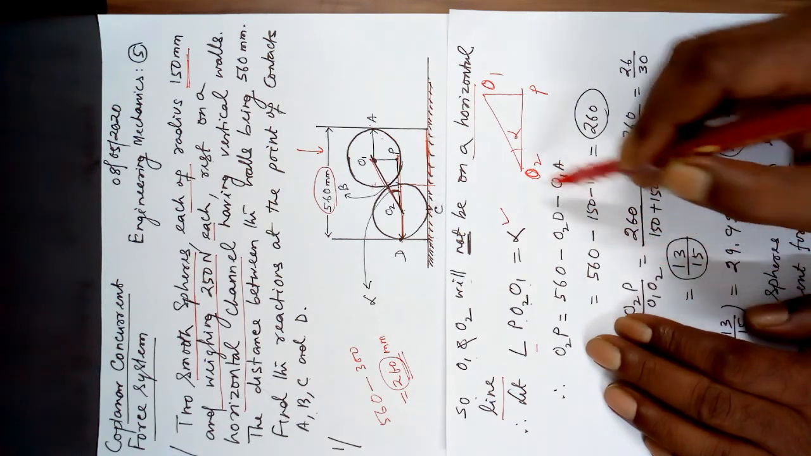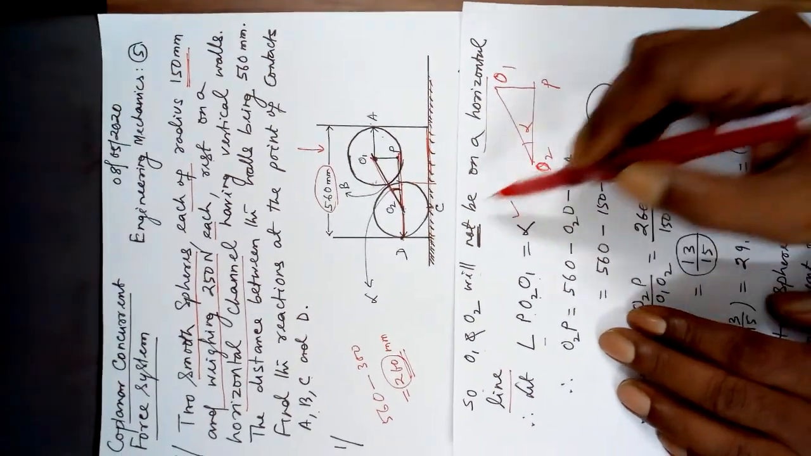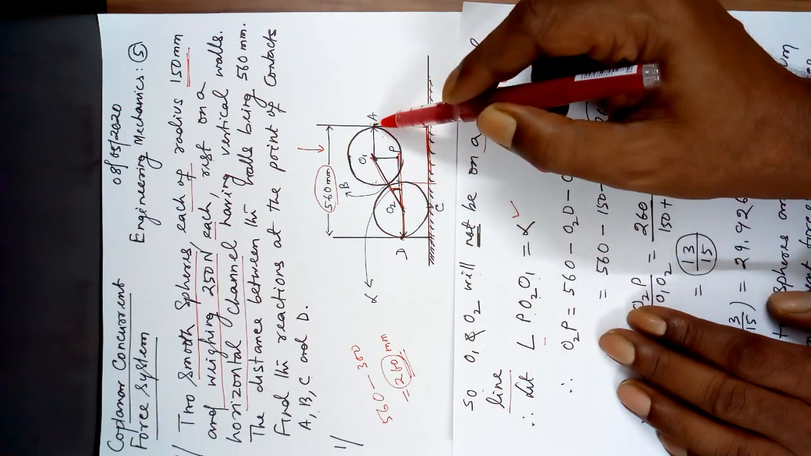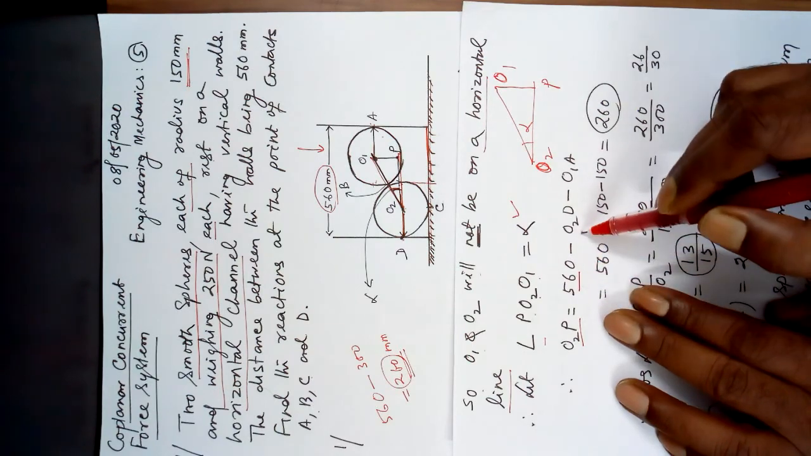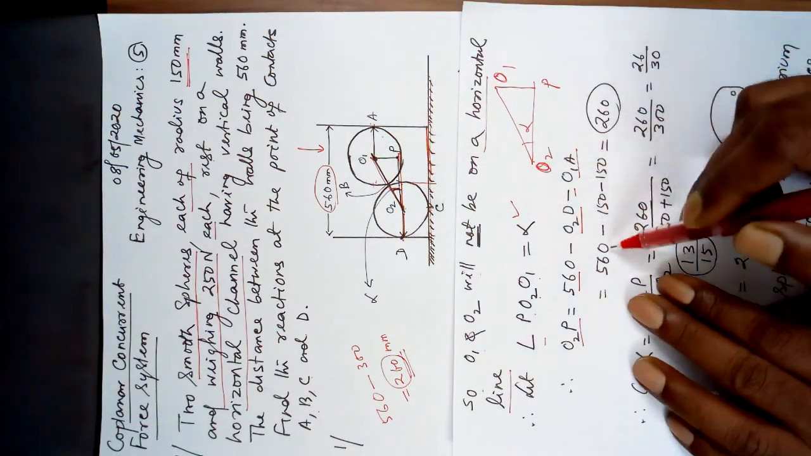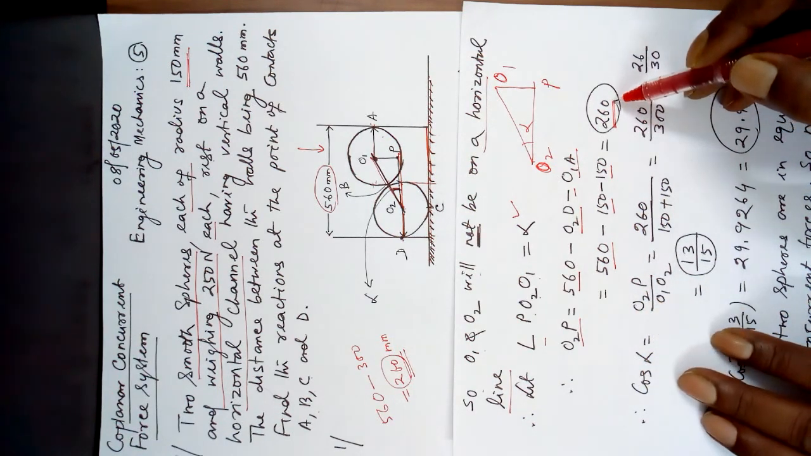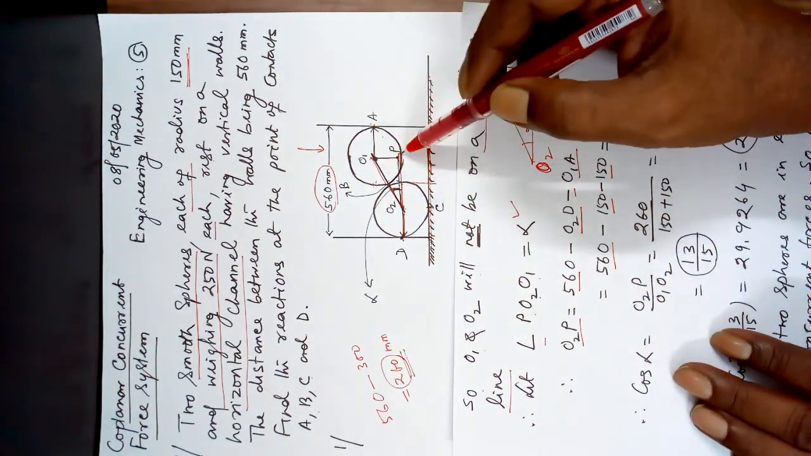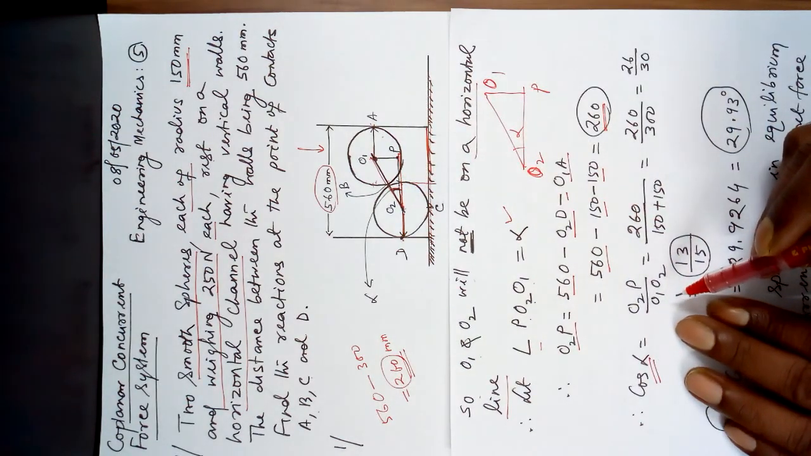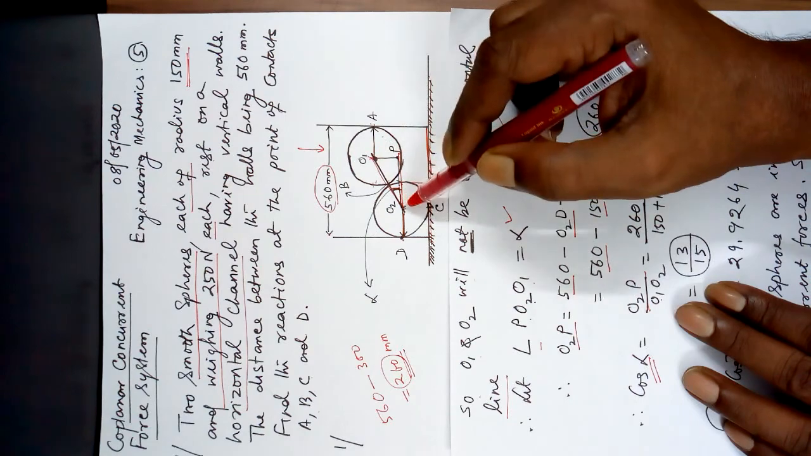Now let us see how much O2P is. This distance is 560 minus this radius minus this radius. So O2P will be 560 minus O2D minus O1A. So 560, this is 150, this is also 150, so this is 260. Now look at the triangle O1PO2, this angle being alpha. So cosine of the angle alpha is equal to base over hypotenuse, that is O2P over O1O2.